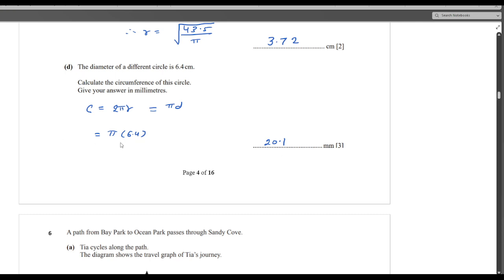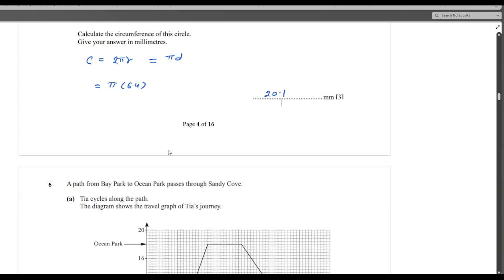Give your answer in millimeter. Okay, so this 20.1 is your answer in centimeter. So to convert it to millimeter, if you convert it you multiply by 10. I will write this as 201.1. All the answers should be in three significant figures. So here better we write it as 201 millimeter.